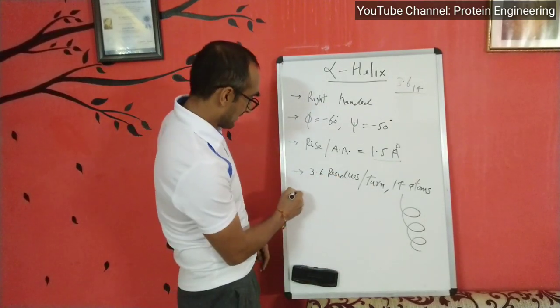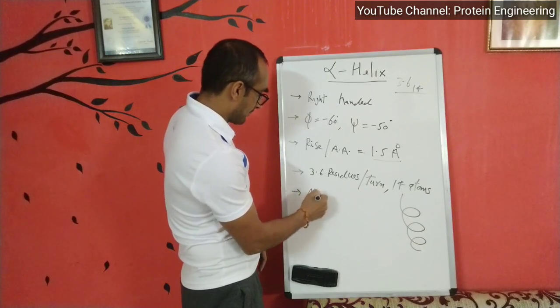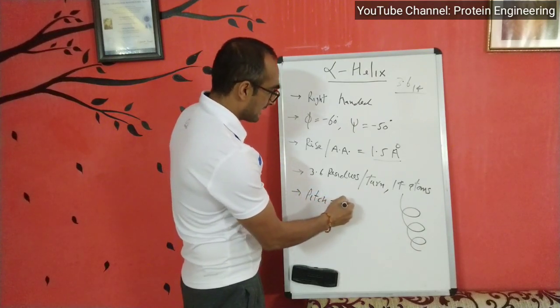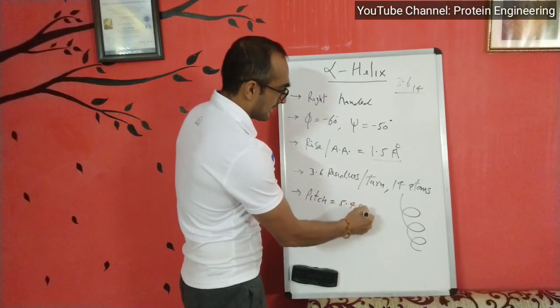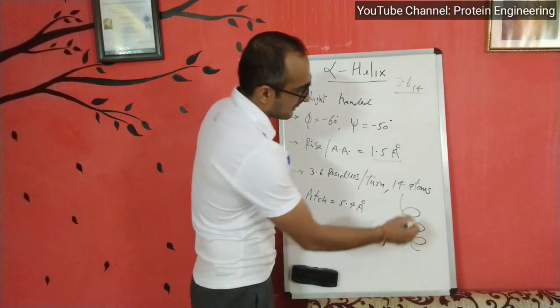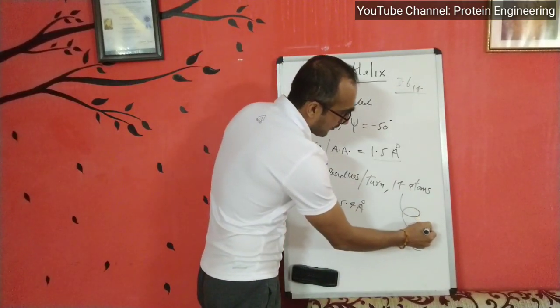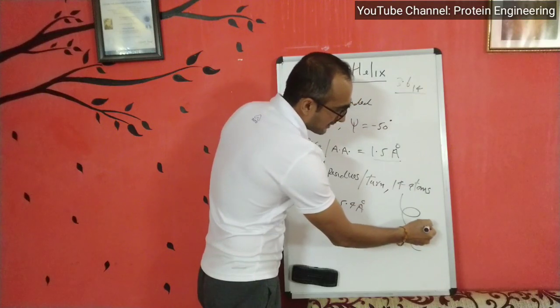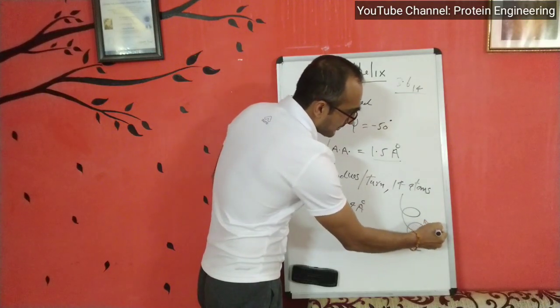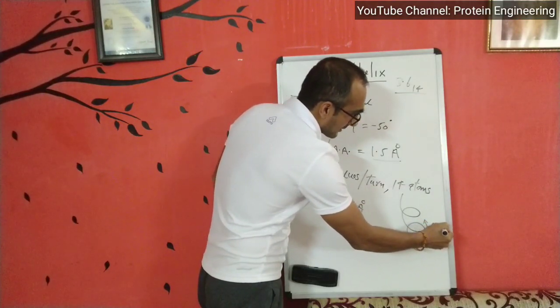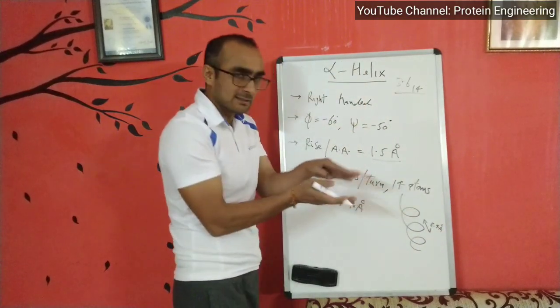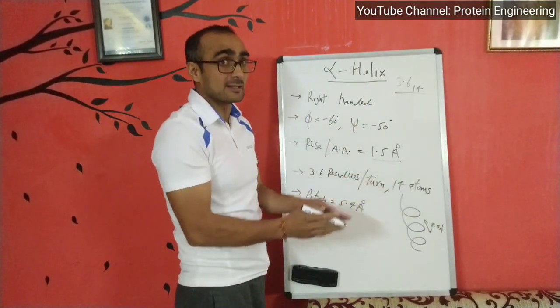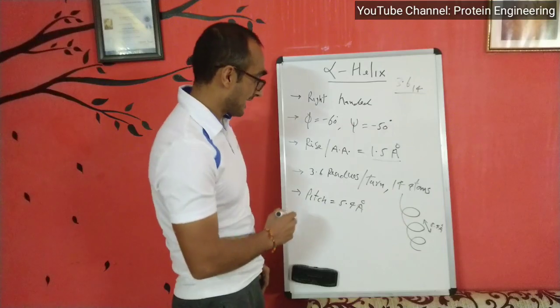The pitch of the alpha helix is 5.4 angstrom. Pitch means the length of one turn. This is one turn, for example, and this is 5.4 angstrom. So every turn has a length, the rise of a turn, of 5.4 angstrom in the alpha helix.